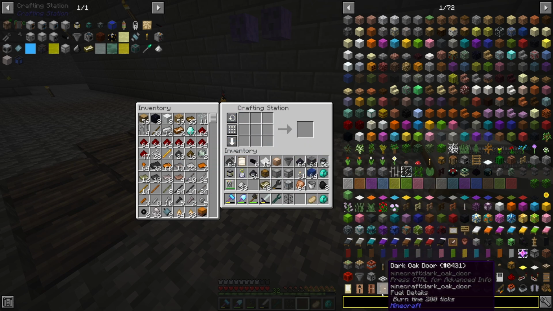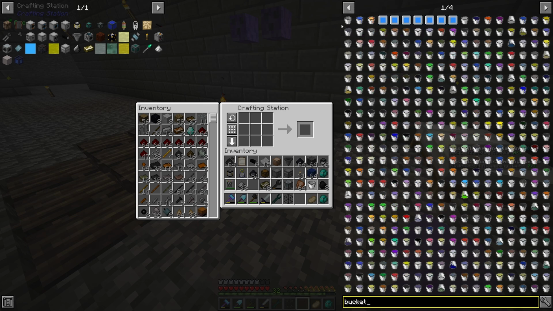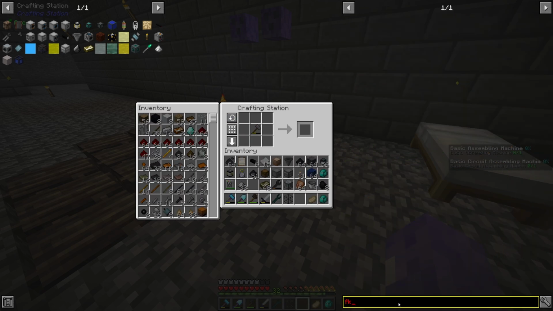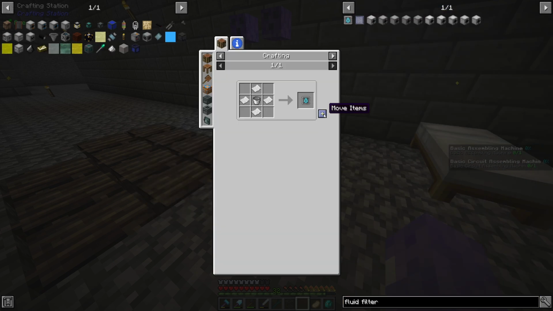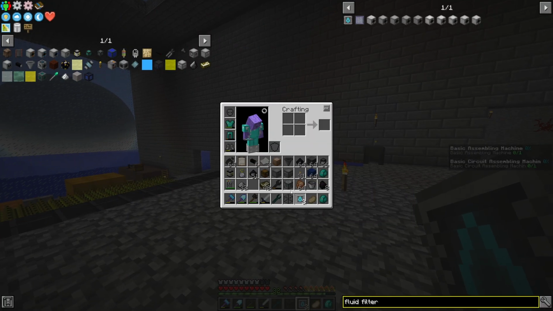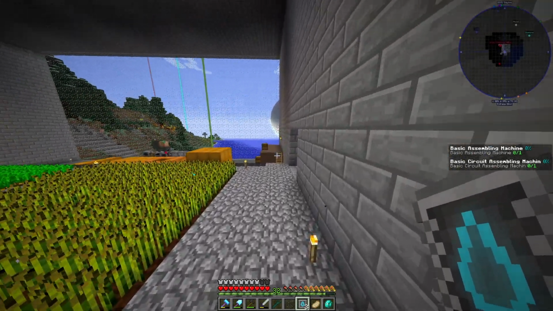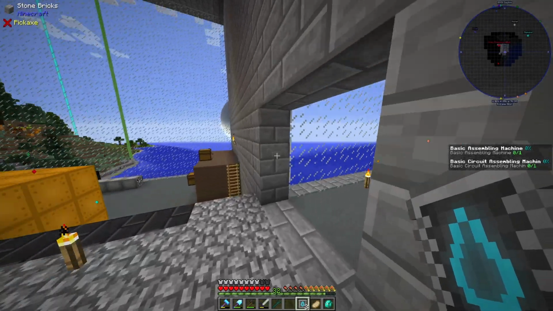Okay, so we are going to need to make some buckets. And then a fluid filter. And 3 more of those. Okay. I don't know if this is going to be enough, but it's what we got for right now. So we're just going to have to hope to get by. All right, now let's get back on track here.